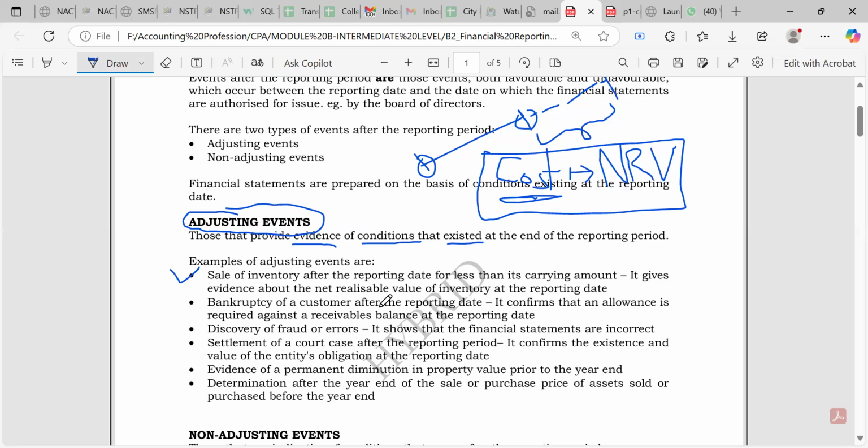But also here we are told about bankruptcy of a customer after the reporting date. You know about bankruptcy. If you have a customer and the customer hasn't paid you, in your books you would have something called the trade receivables. You know about that?